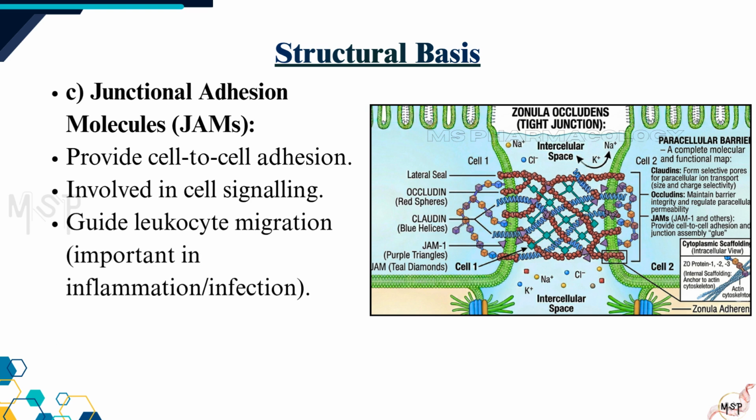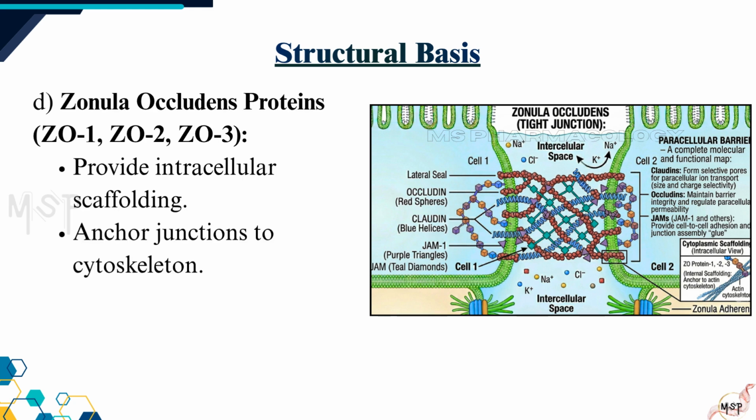Junctional adhesion molecules, JAMs. These act like the glue, ensuring cell-to-cell adhesion. They handle cell signaling and play an essential role in guiding white blood cells, leukocytes, between cells during migration. This function becomes especially clinically relevant during inflammation or infection. Zonula occludens proteins 1, 2, and 3. These provide the internal scaffolding, anchoring the junction to the cell's own skeleton.